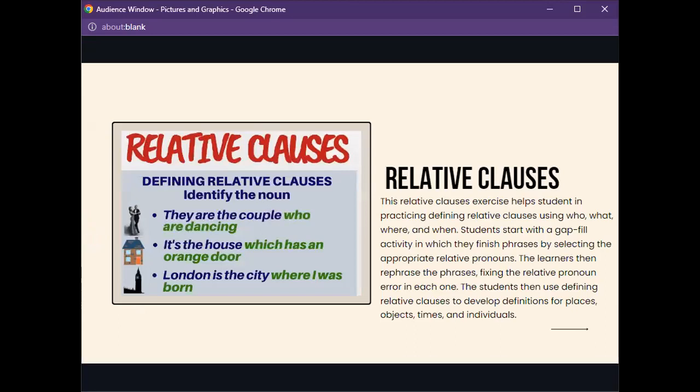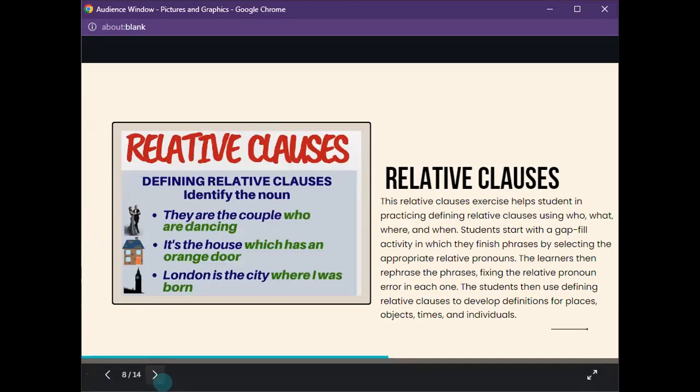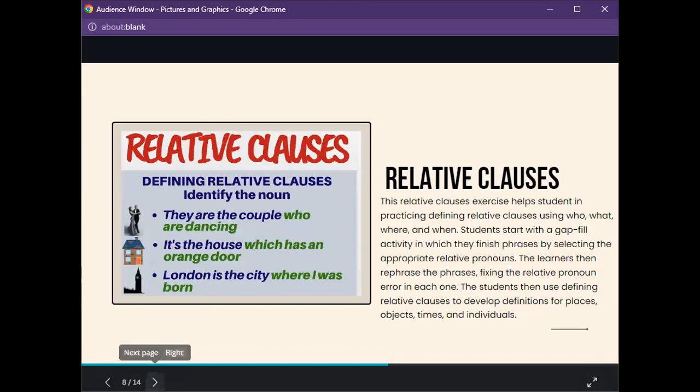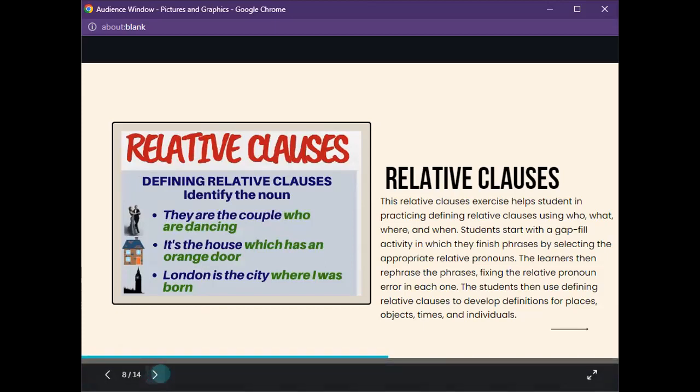So next is relative clauses. This exercise helps students in practicing defining relative clauses using who, what, where, and when. Students start with a gap fill activity in which they finish phrases by selecting the appropriate relative pronouns. The learners then rephrase the phrases, fixing the relative pronoun error in each one. The students then use defining relative clauses to develop definitions for places, objects, times, and individuals.